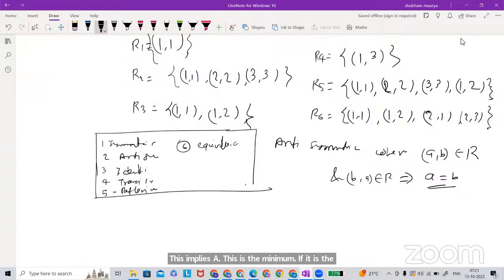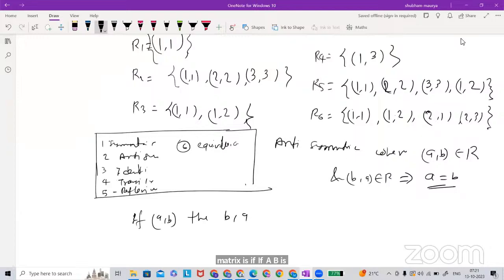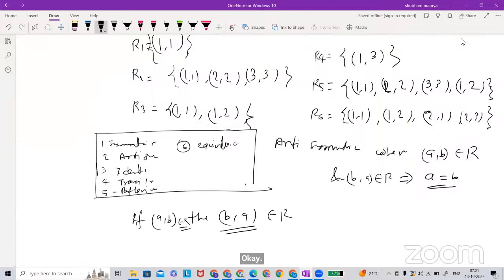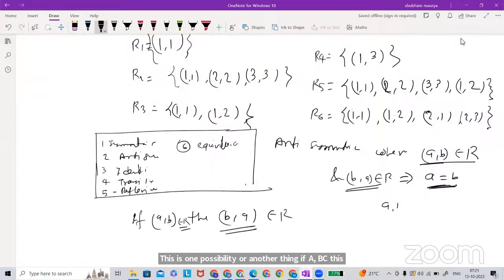What does symmetric say? Symmetric relation says if AB is there, then BA should also be there in that relation. But antisymmetric says if AB and BA both are there, then they are equal. This is one possibility. Otherwise, if AB and BA both are there, then both are equal.